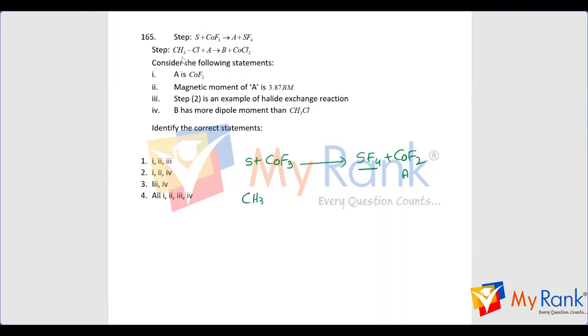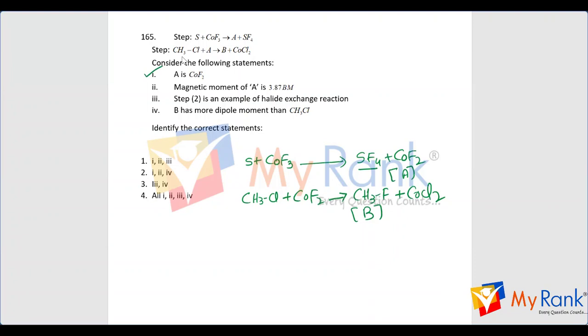The CH3Cl when reacted with COF2, the product is CH3F plus COCl2. This is compound B. A is COF2, B is CH3F. So A is COF2, the correct statement only.